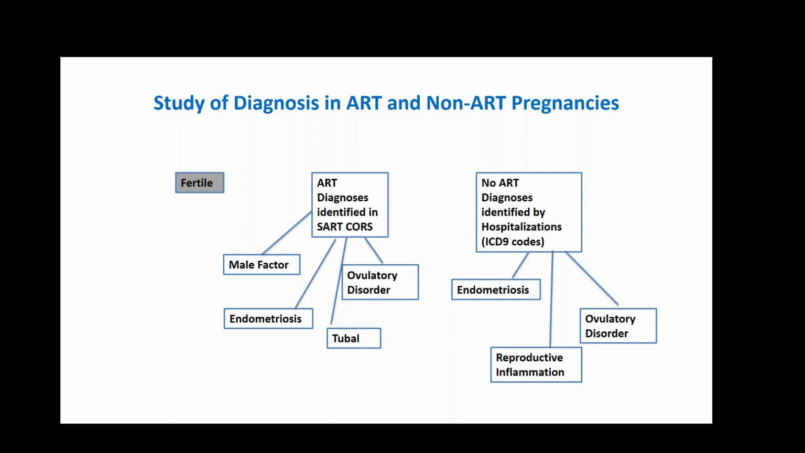The ART group had male factor, endometriosis, ovulatory disorder, and tubal disease. The non-ART group had endometriosis, ovulatory disorder, and women who had been hospitalized with reports of reproductive tract inflammation, including pelvic, tubal, and uterine inflammation. We compared these groups, realizing the limitation that the non-ART group, having been identified through hospitalization, may have had more severe diagnoses than the ART group, where hospitalization for infertility-related diagnoses itself had not occurred.